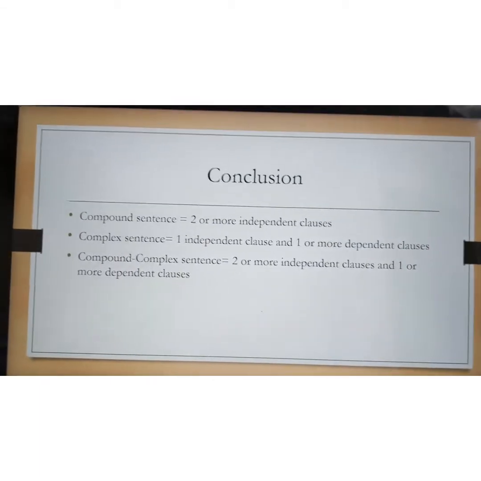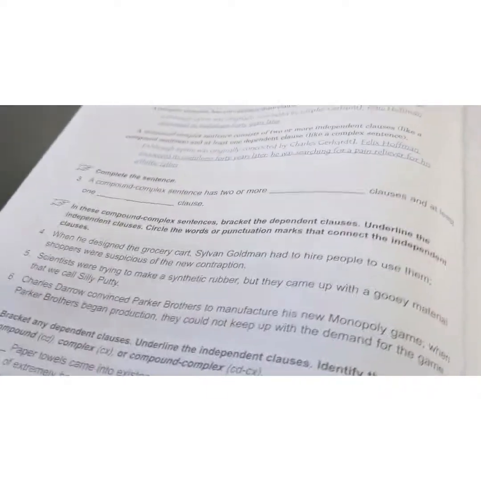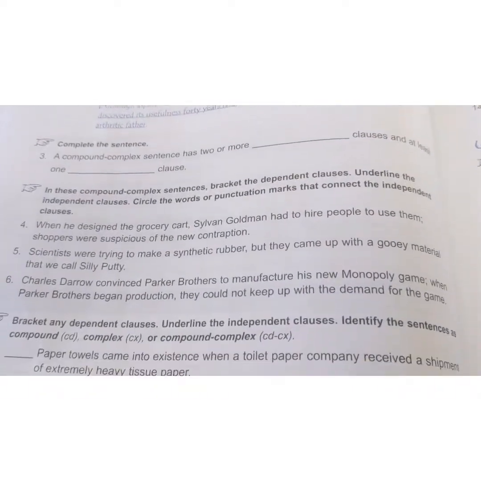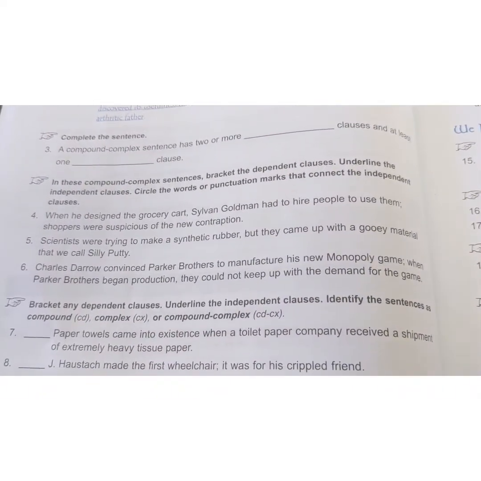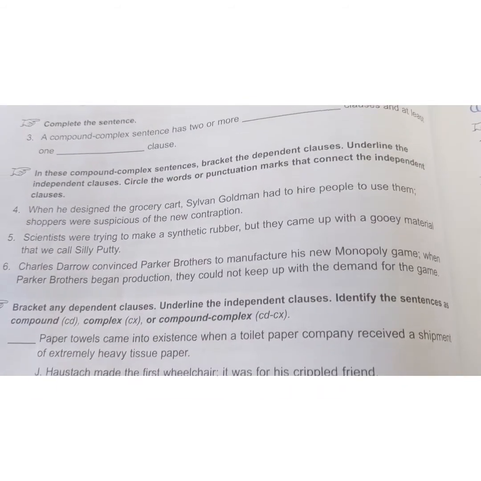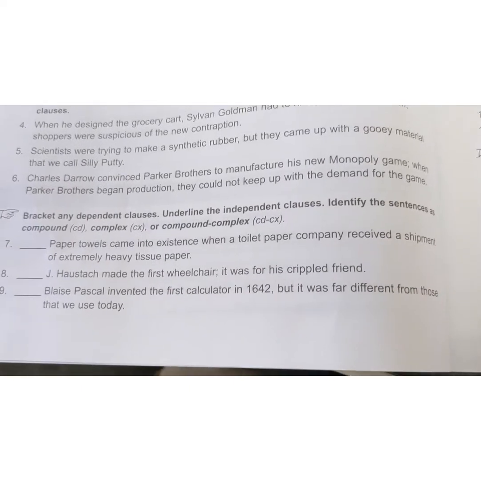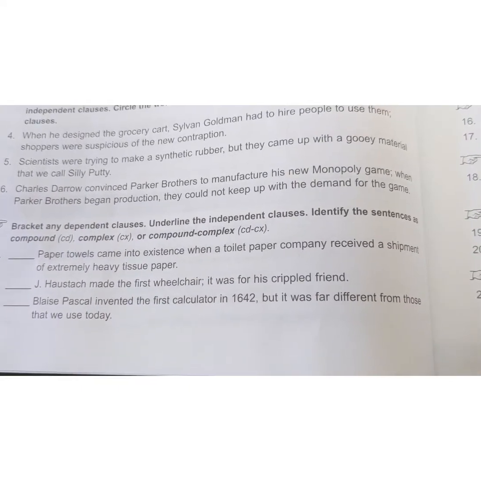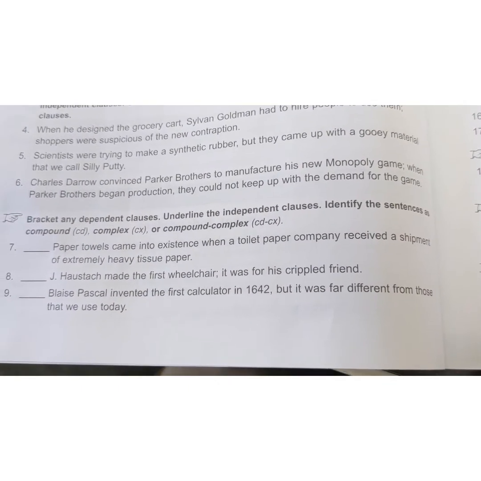All right, so you have a question to answer on number 3. Question number 3, and then number 4, you guys are doing the same thing, except make sure you read your directions carefully. And then here, bracket any dependent clauses and underline the independent clauses, all right?